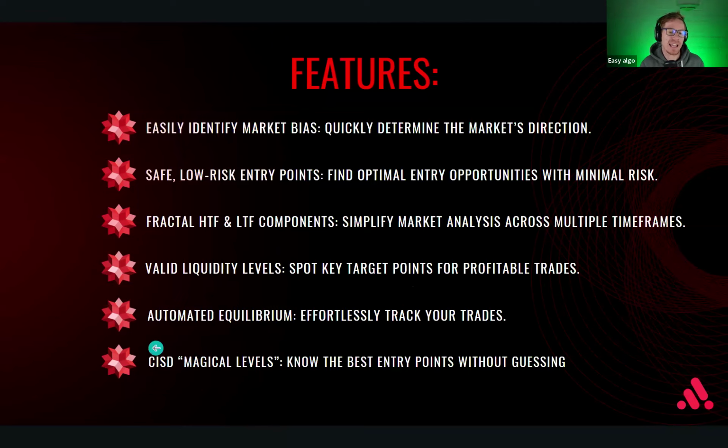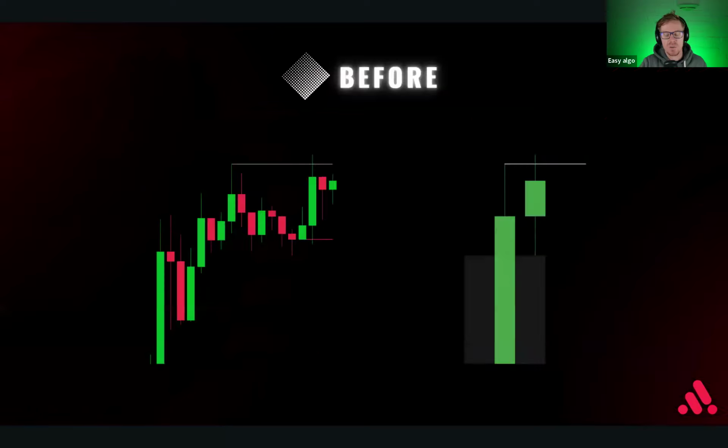And then we've got the CISD magical levels. They know the best entry points without guessing, guys. It shows you the best places to take your entries without guessing, which is an amazing feature that this indicator has. So here's another example.